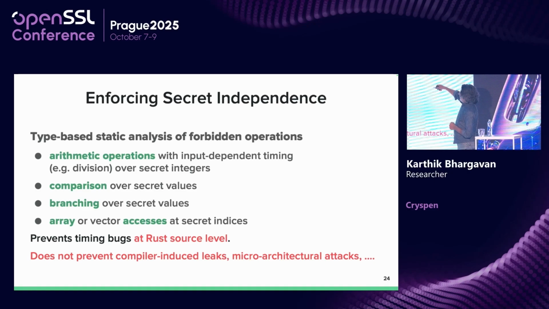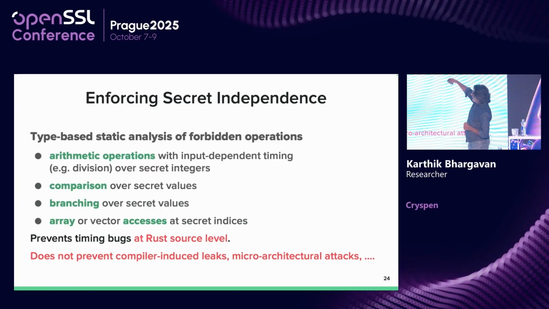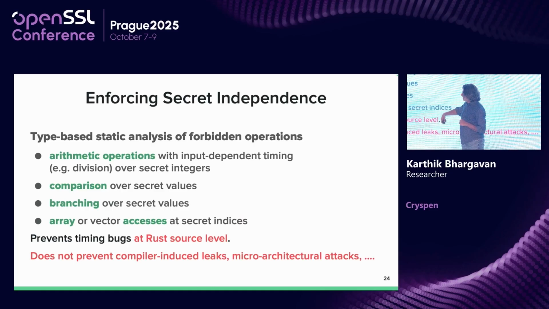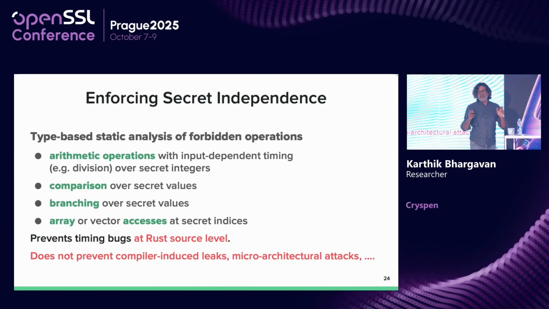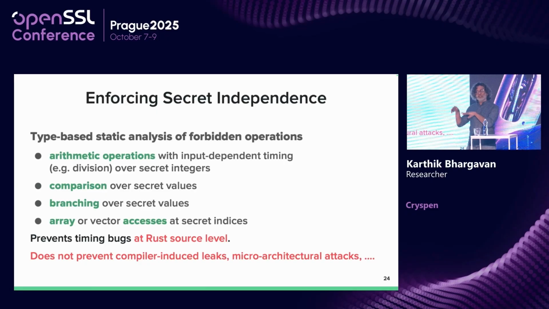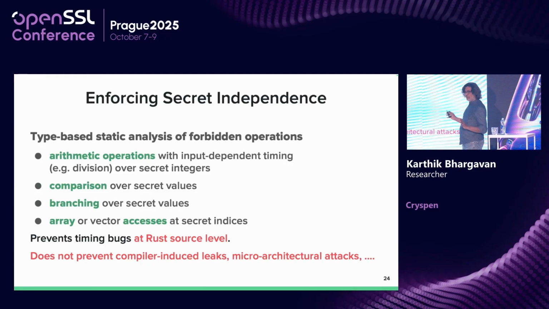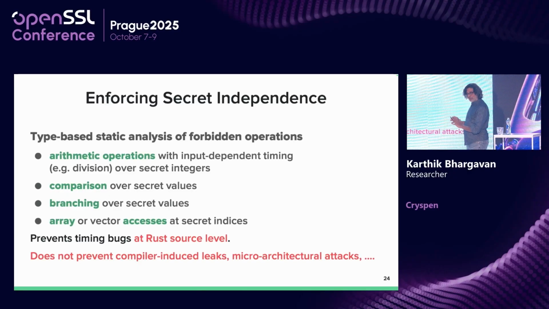So for example, in this world, what we ensure is that non-constant time arithmetic operations are not allowed over secrets. Secrets are not used to index into tables, for branching, and so on. So this is preventing a certain class of timing channels at the source level. But of course, the compiler might be introducing new channels. We have no idea, right? So that we cannot protect against.